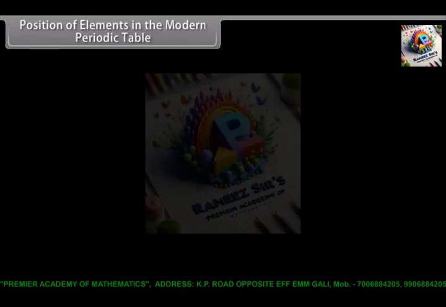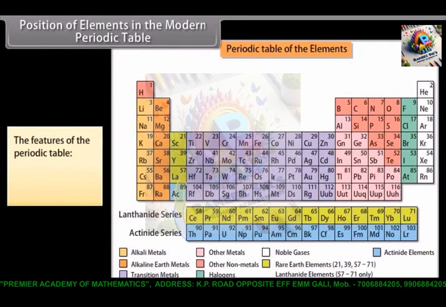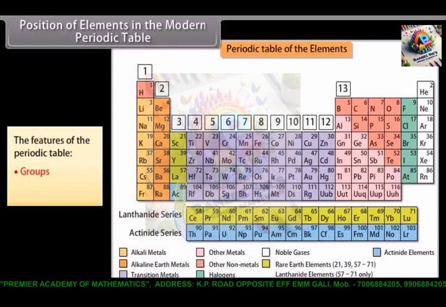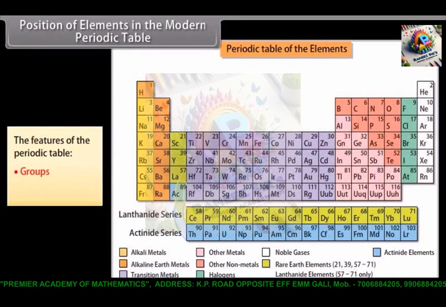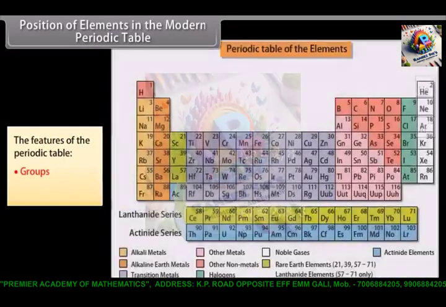Position of elements in the modern periodic table. The most commonly used periodic table is the long form of the modern periodic table. Let us look at some features of the periodic table. Groups. The periodic table has 18 columns. These columns are called groups. The extreme left elements of the group contain alkali elements, and the extreme right elements contain noble gases. All elements in a group have similar electronic configurations and have the same number of valence electrons.